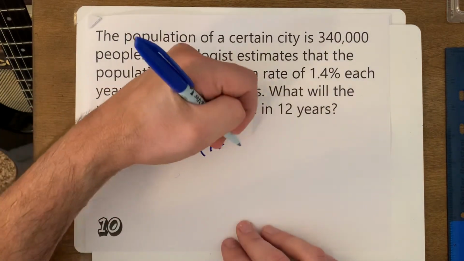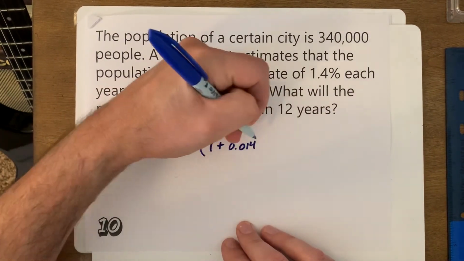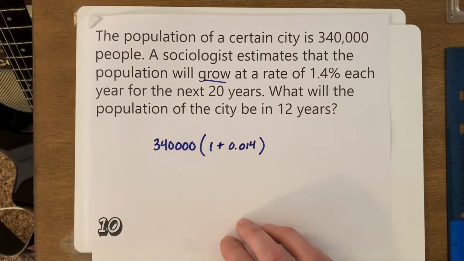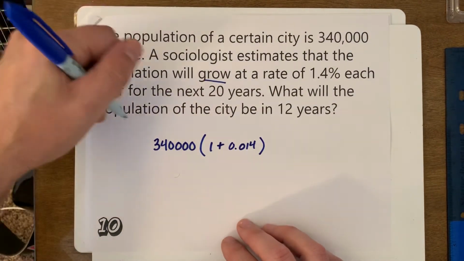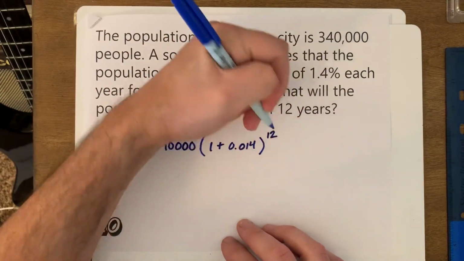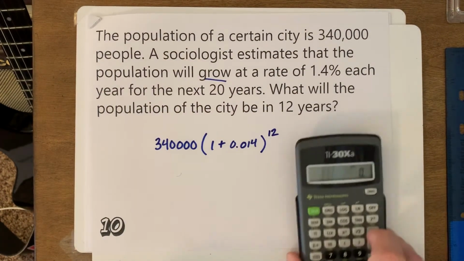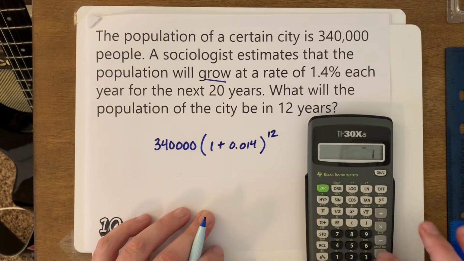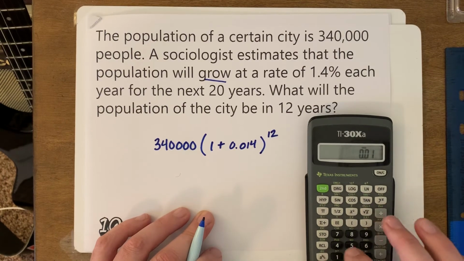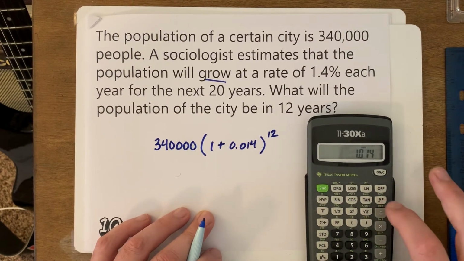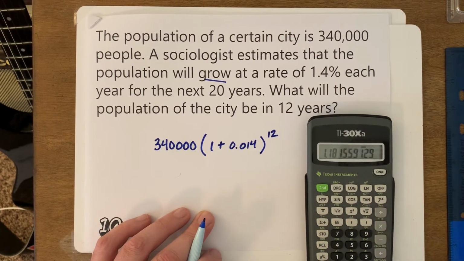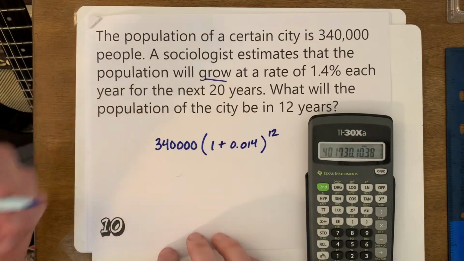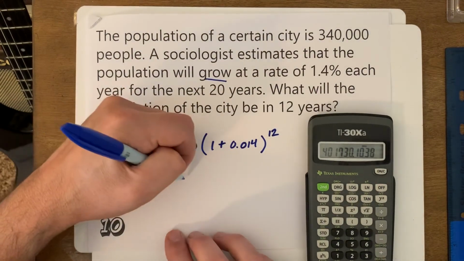So 0.014. Okay, and we're going to raise that to the, what will the population be in 12 years? Raise that to the 12th power. And then we're going to calculate this guy. So 1 plus 0.014. Okay, raise that to the 12th power. And then multiply by 340,000 equals, all right, this is people. So I need to chop it off here.